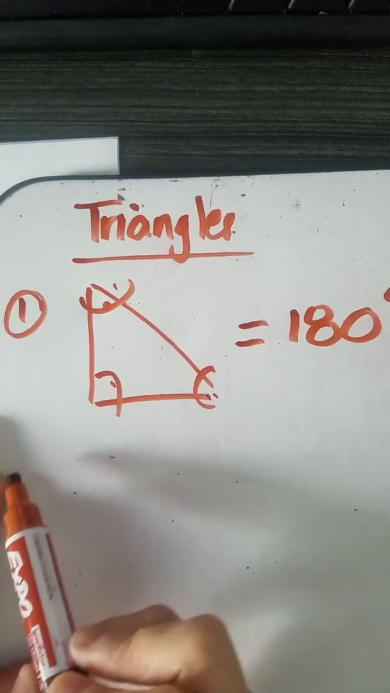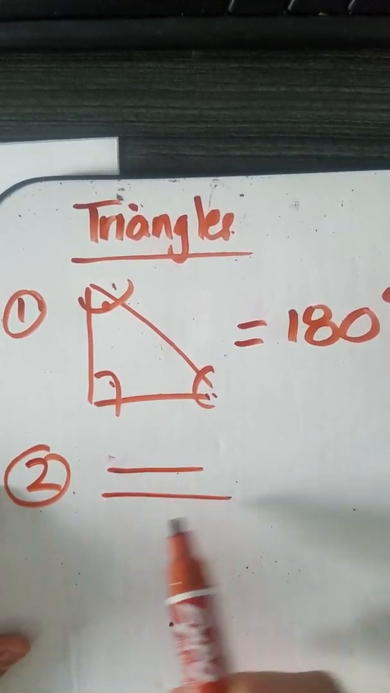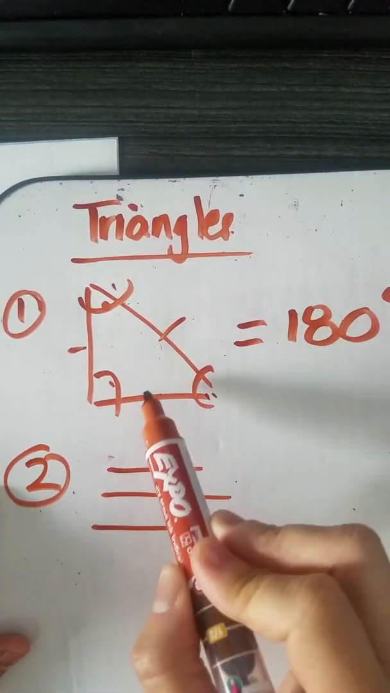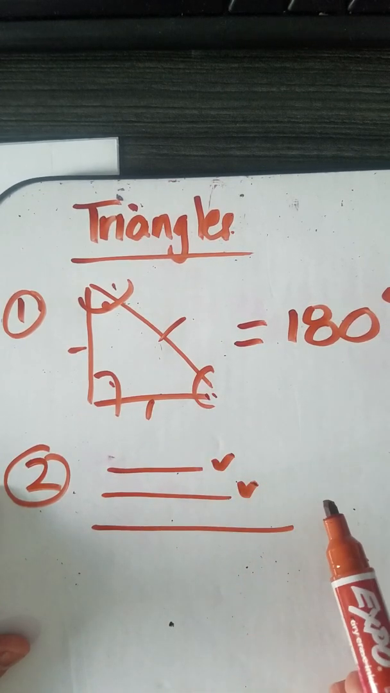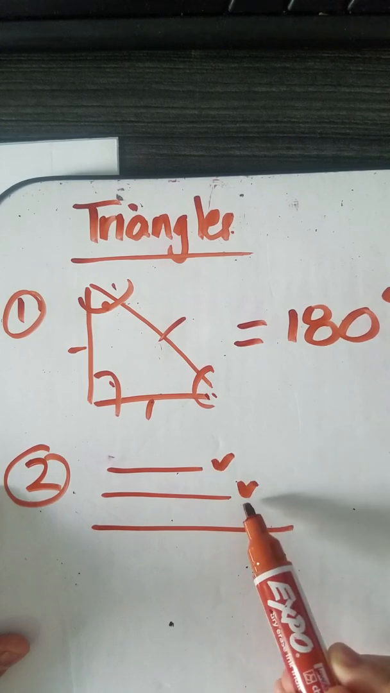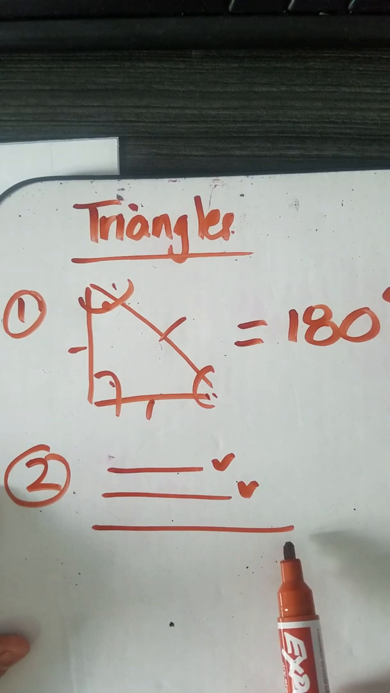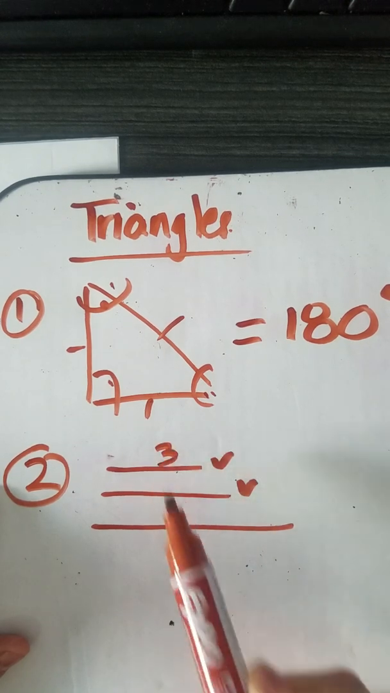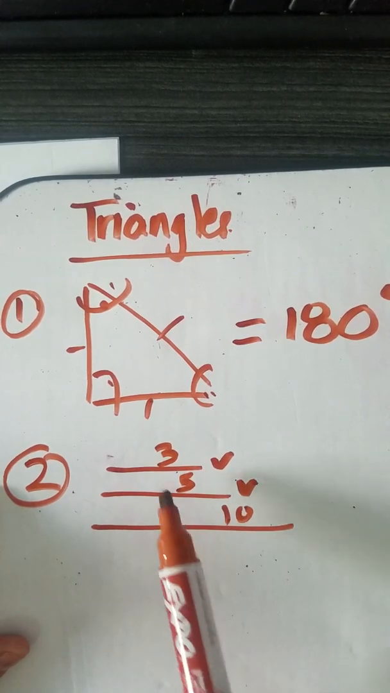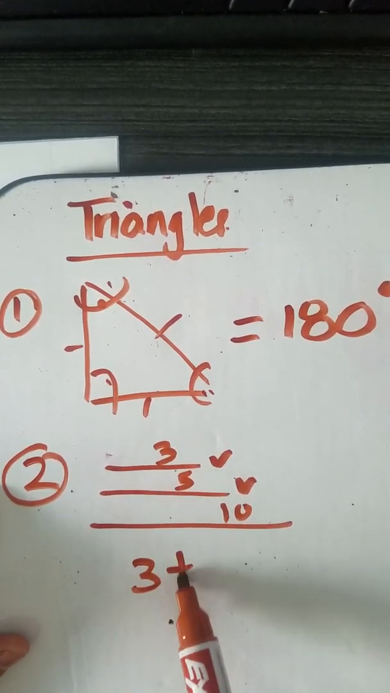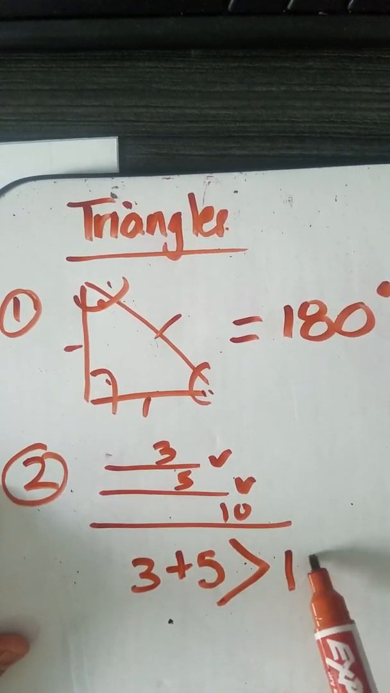Number two, you need to know that triangles have three sides, 1, 2, 3. The two smaller sides have to add up to greater than the third side. So for example, let's say this is 3 inches, this is 5 inches, and this is 10 inches. These two, 3 plus 5, have to be greater than the longer one.